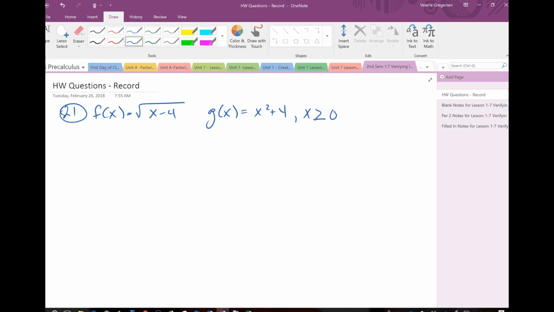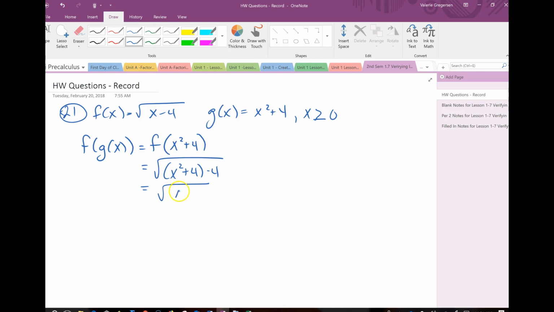But let's do a quick first check. So I've got f of g of x. We have to plug it in. That means I'm really going f of, and I'm putting in x squared plus 4 wherever x is in my function. So when we do that, we get the square root of the quantity x squared plus 4 minus 4. And then it's just simplifying it down. Guys, x squared plus 4 minus 4, what does that give us? X squared, right? Square root of x squared? X. So pretty quick and easy to see.